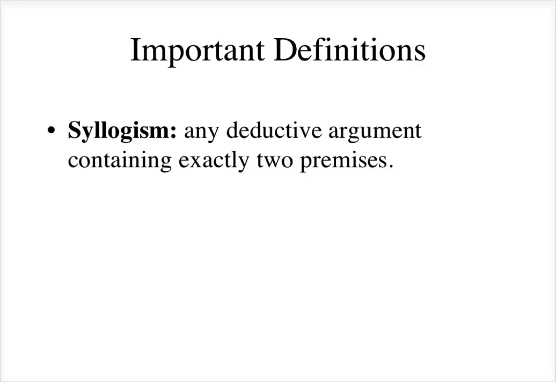Hypothetical syllogism is a deductive argument containing exactly two premises, both of which are conditional statements. But some of the other argument forms that we've seen are also syllogisms, like modus tollens or modus ponens. Disjunctive syllogism is also a syllogism, not surprisingly. However, constructive dilemma is not, because it has three premises. However, it is still a deductive argument, and it's still a valid argument. It's just not a syllogism.